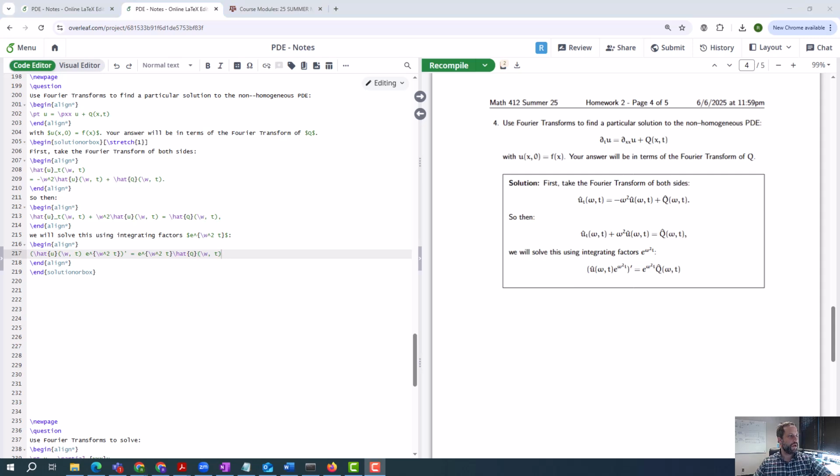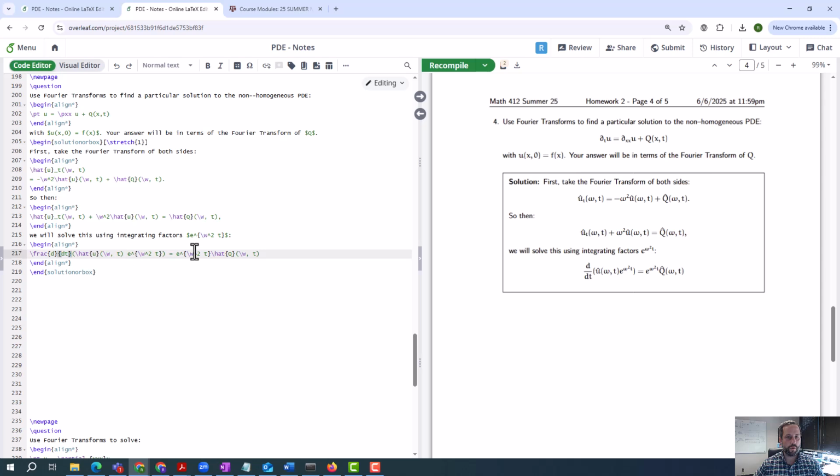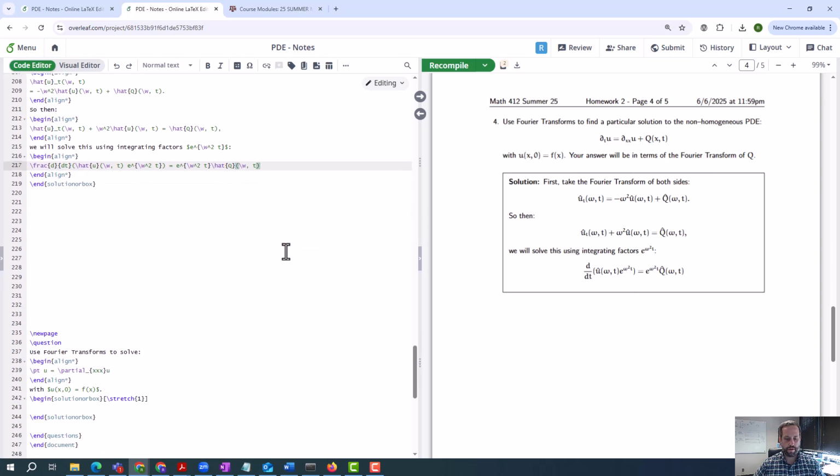Okay. All right, so now, instead of writing the prime here, I think I want to write it like this, d dt. So let's see what we have here. Okay, so now what we're going to do is we want to anti-differentiate, but we want to use the fundamental theorem of calculus.